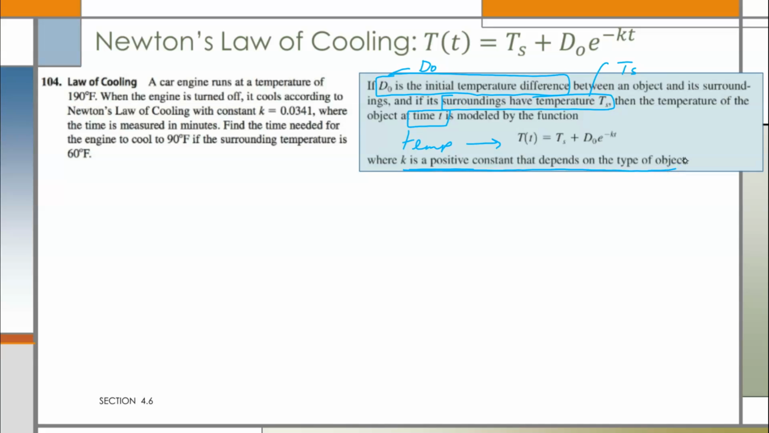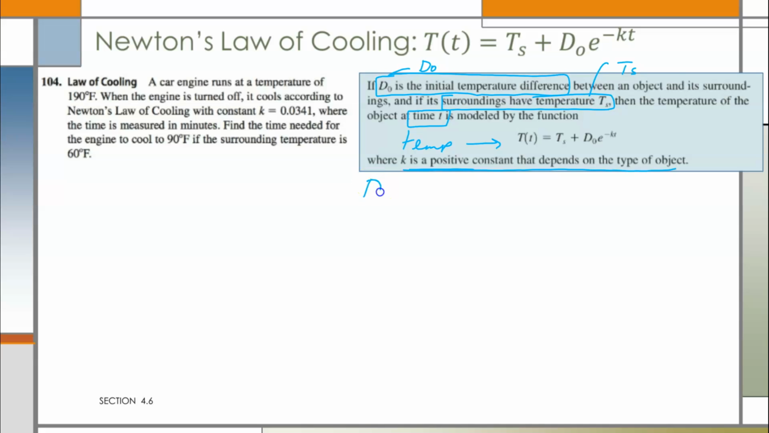Let's look at problem 104. The car engine runs at a temperature of 190 degrees Fahrenheit. When the engine is turned off, it cools according to Newton's law of cooling with constant K equals 0.0341, where time is measured in minutes. Find the time needed for the engine to cool to 90 degrees if the surrounding temperature is 60 degrees.